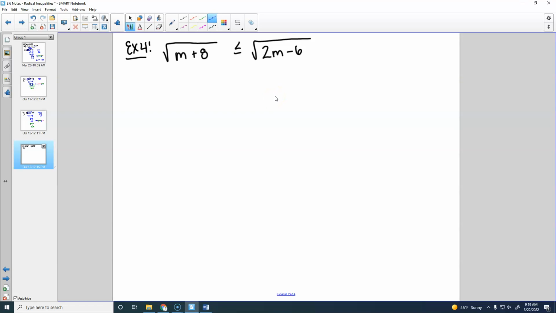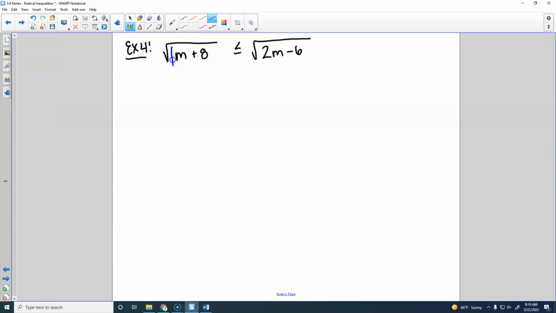The only big deal here is we've got two different radicands here. So we got to take both of those radicands and set them greater than or equal to 0. So we'll say m plus 8 is greater than or equal to 0. So m is greater than or equal to negative 8. We'll also take this one, 2m minus 6 is greater than or equal to 0. So 2m is greater than or equal to 6, and m would be greater than or equal to 3.